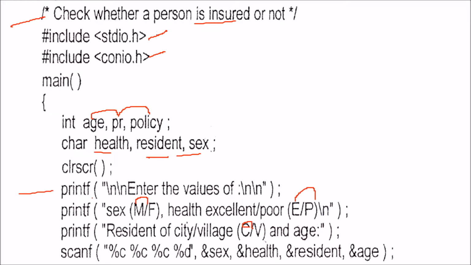So when we printf, we ask the user to enter the values. We specifically tell the user that the sex has to be entered as M or F. It can be either small m or capital M. Similarly, E for excellent and P for poor, either uppercase or lowercase. Both are acceptable. Then we have the resident, C and V, that is city or village. Again, lowercase and uppercase are both acceptable. And then the age.